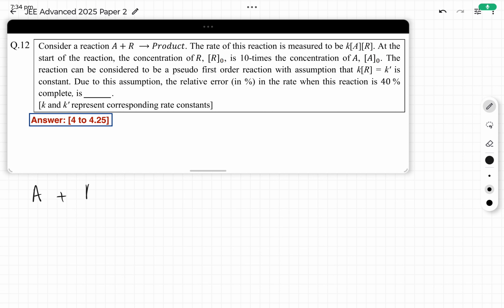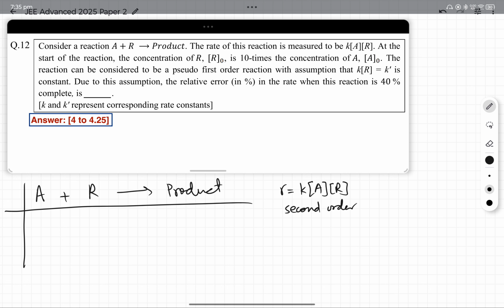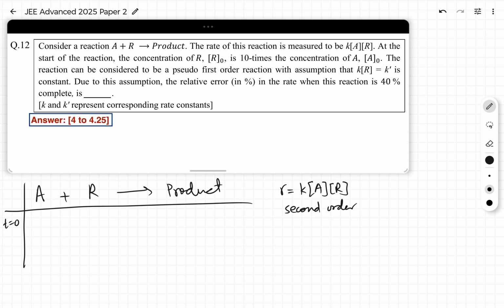The reaction is A plus R giving us product. The rate of the reaction depends on the concentration of A and the concentration of R, so this is a second order reaction, and the initial concentrations of A and R are given to be A naught and R naught, which is equal to 10 A naught.